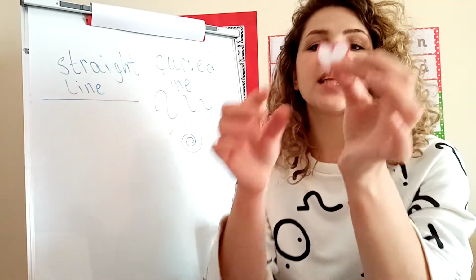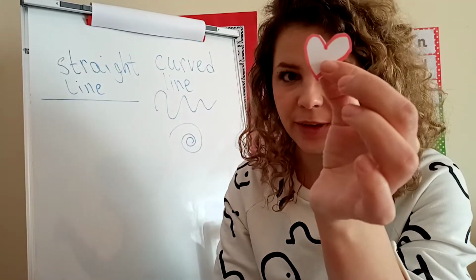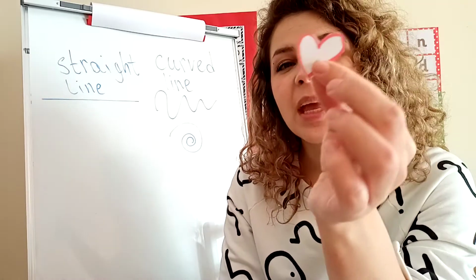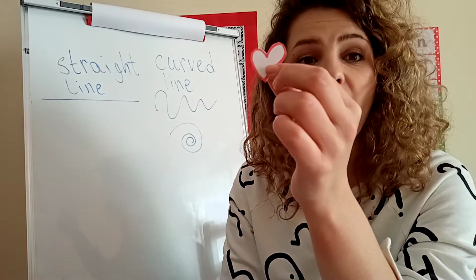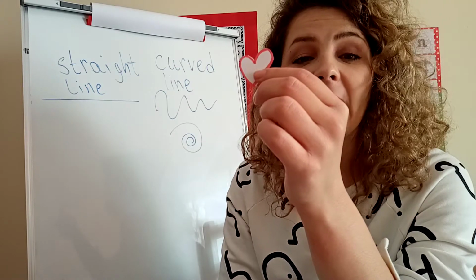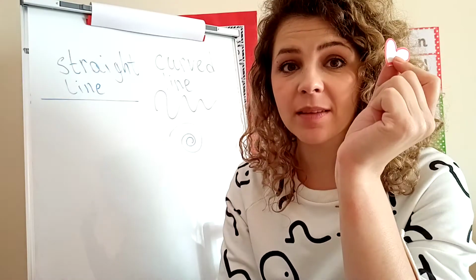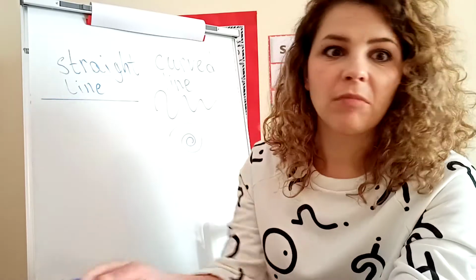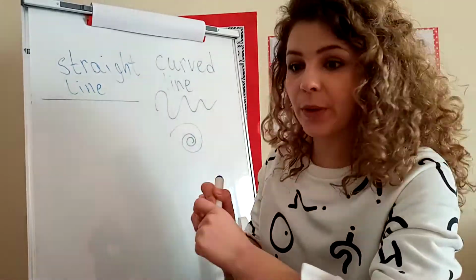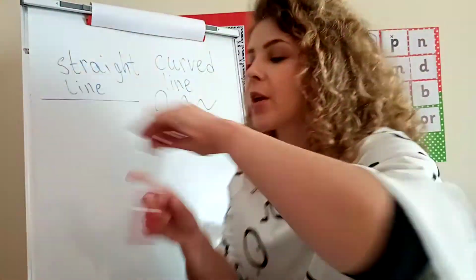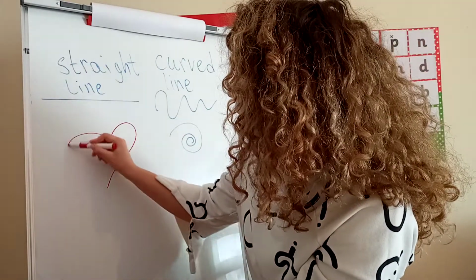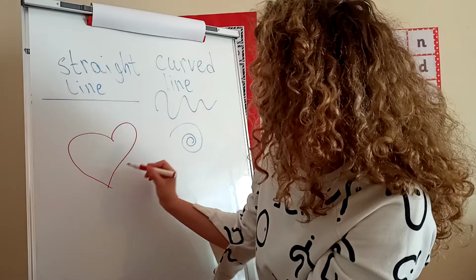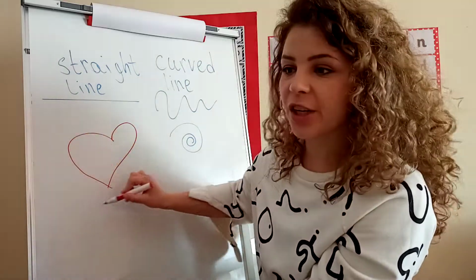Now take a look at this heart. It's not really perfect, as I've said. But if you think about it, you will notice that a heart can, depending on how you draw it, have curved lines. So I'll draw it in red. I associate red with heart. So you can draw it like this. Yeah, okay, it's not perfect, but you can see that all these lines are curved.